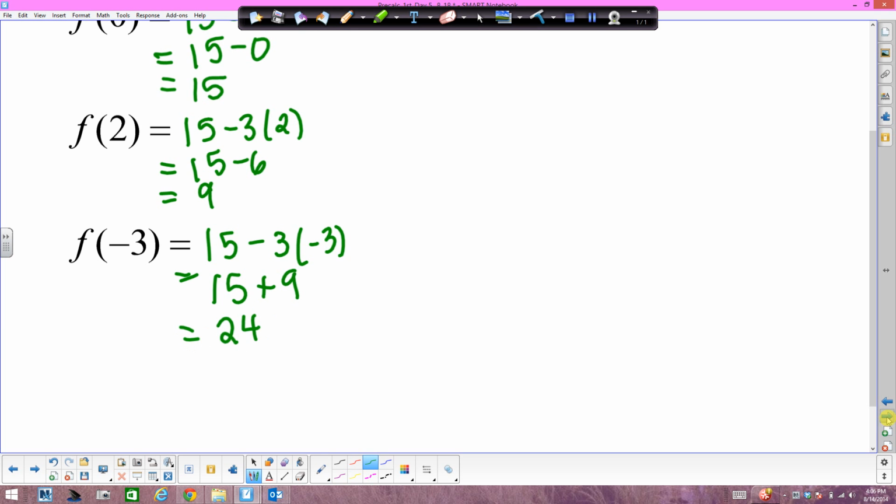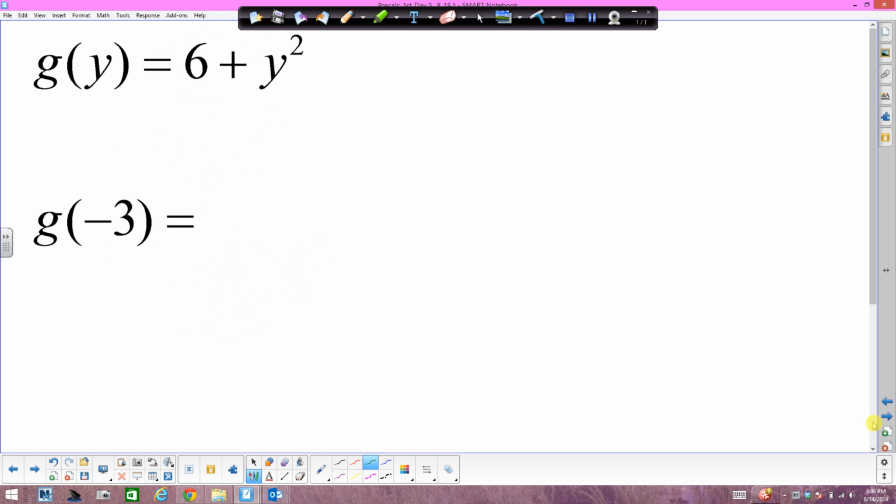So you should remember function notation. I just wanted to review it. So for g of y equals 6 plus y squared, to find g of negative 3, we just take that and plug it in for y.